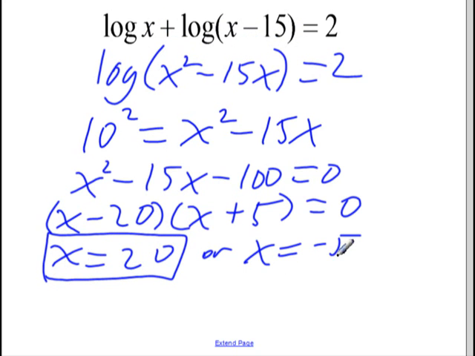But if you plug in negative 5, no good. Can't have a negative x value. Can't take a log of a negative number. Both of those would blow up in this case. So again, we have an extraneous solution. That doesn't work. We have to throw it out.